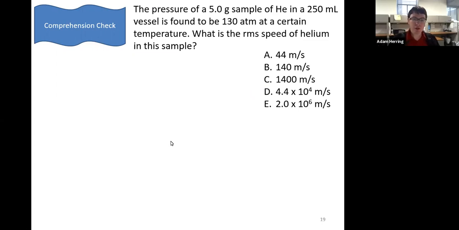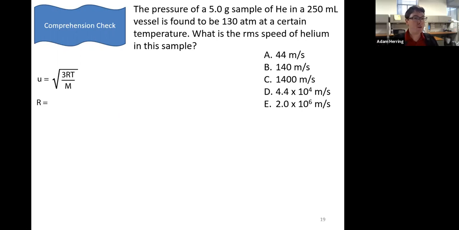We need to use this equation describing the root mean square speed and relating it to the temperature and molar mass of the sample. Because we only need the temperature and the molar mass, and we're given the mass, we're going to need to use the other information in order to find the actual temperature. So we can use the ideal gas law in order to find the temperature by using the pressure and the volume.